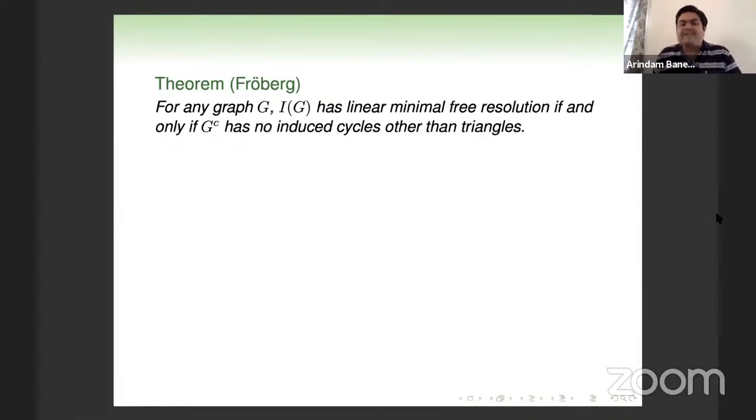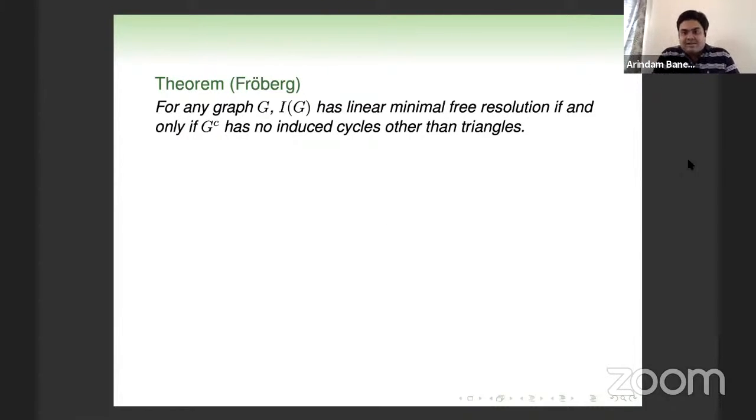However, the edge ideal is one of the very rare cases where the minimal free resolution can be characterized completely. How? This is a theorem by Fröberg, from 1990: for any graph G, I_G has a linear minimal free resolution if and only if the complement graph has no induced cycles other than triangles. The complement graph is essentially the same vertices, where non-edges become edges and edges become non-edges. That is, if you have a 4-cycle, it must have a chord; it cannot be an induced cycle. If it is a 5-cycle, it must have a chord, and so on. It has no induced cycle other than triangles.